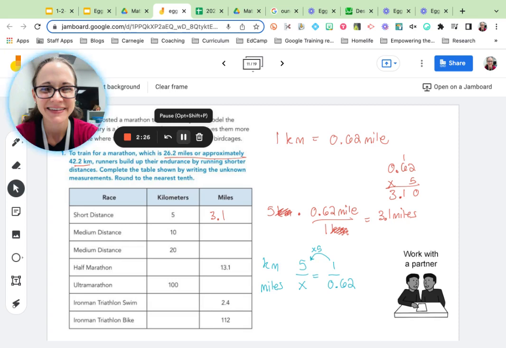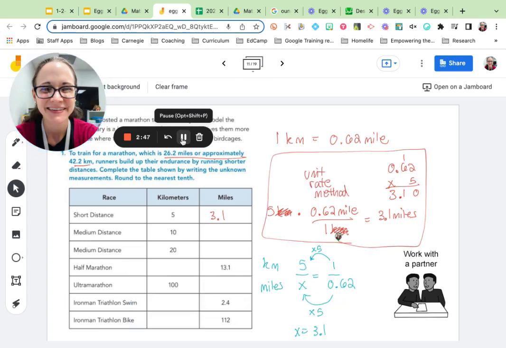I know that 1 times 5 equals 5. So 0.62 times 5 would be X. And 0.62 times 5 is equal to 3.1. We did that earlier, so we know that's true. So whether you prefer to use a unit rate or a proportion, you will get an answer of 3.1 miles for this problem. So reviewing your options with you, in red, you have the unit rate method. And in teal, down here at the bottom, you have the proportion method. These are 2 good methods for converting between systems of measurement, and you can use whichever one you like.